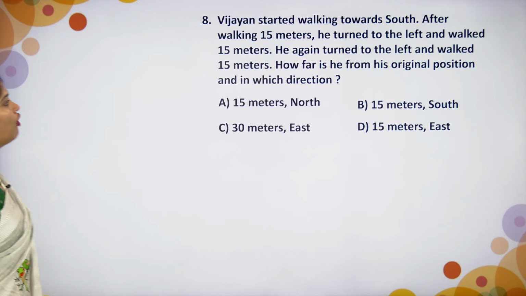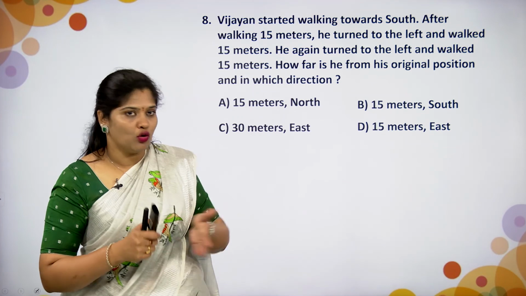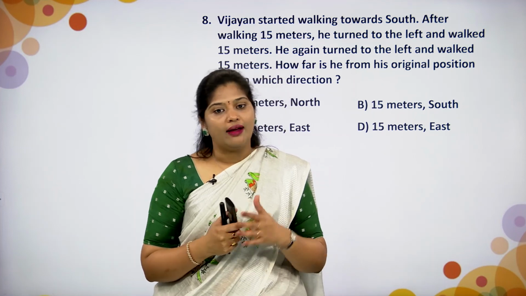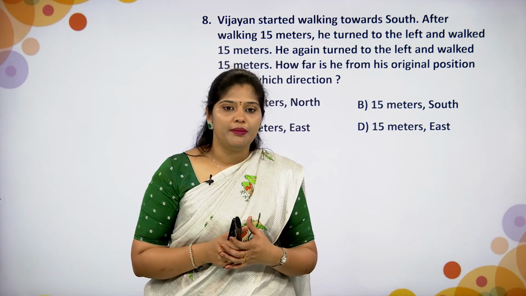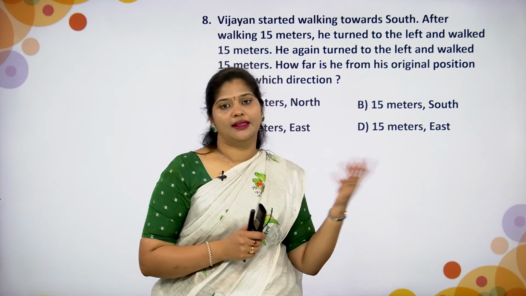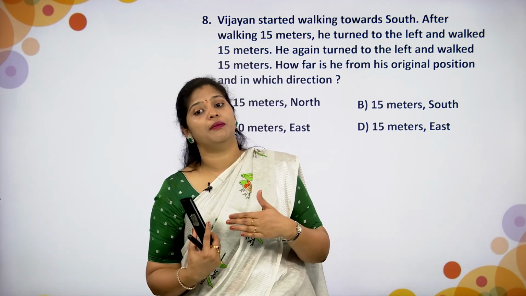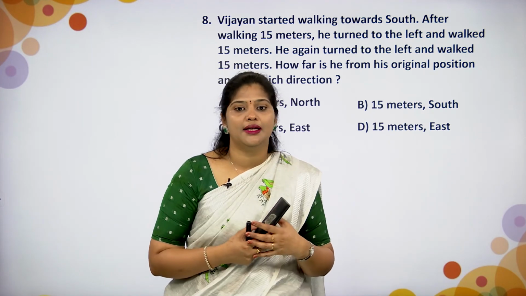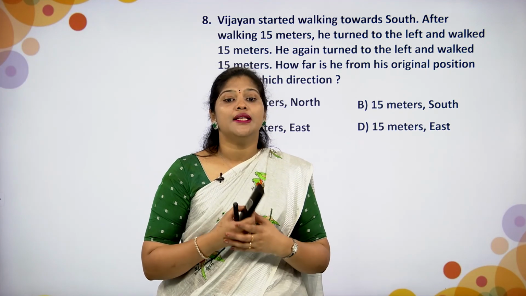Vijayan started walking towards south. This is east and this is south. After walking 15 meters, he turned to the left and walked 15 meters. He again turned to the left and walked 15 meters. First he takes left direction and again he takes left direction and walks 15 meters. How far is he from his original position and in which direction?